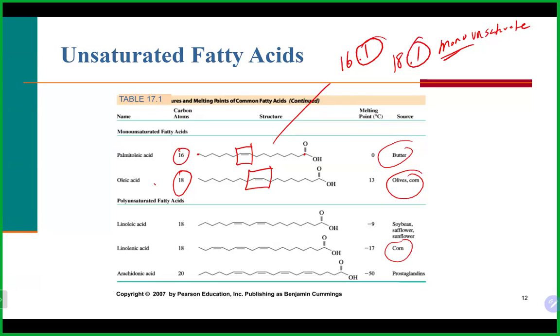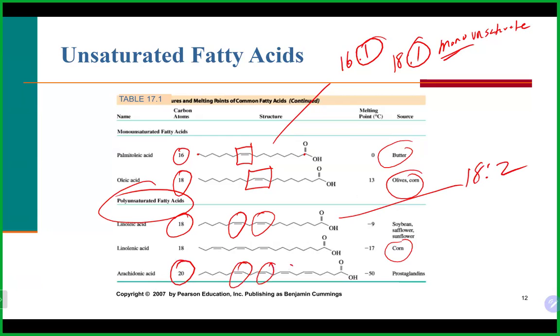And that's different than polyunsaturated fats, right? That means it has multiple double bonds happening. So if we come to this guy right here, that is 18 carbons, and we've got a couple double bonds. So that would be an 18-to-2 fatty acid. Again, 18 carbons and 2 double bonds. This would be a 20-to-4 fatty acid, with 20 carbons and 4 double bonds.